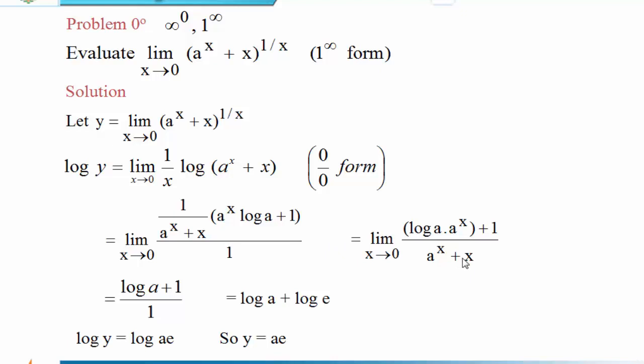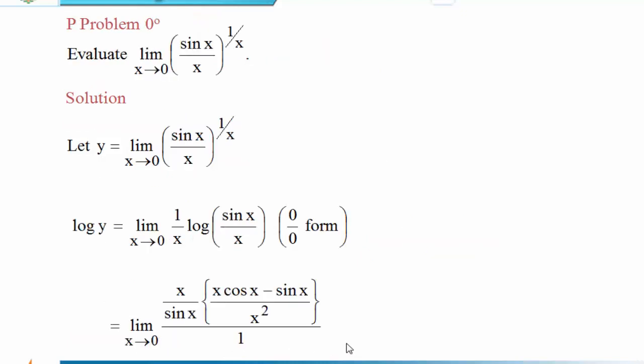After simplification, if we replace x by 0, we get log a plus 1, means log a plus log e, since 1 can be written as log e. So log y equals log(ae). Taking antilog on both sides, we get the value of y is ae. That is our final solution.